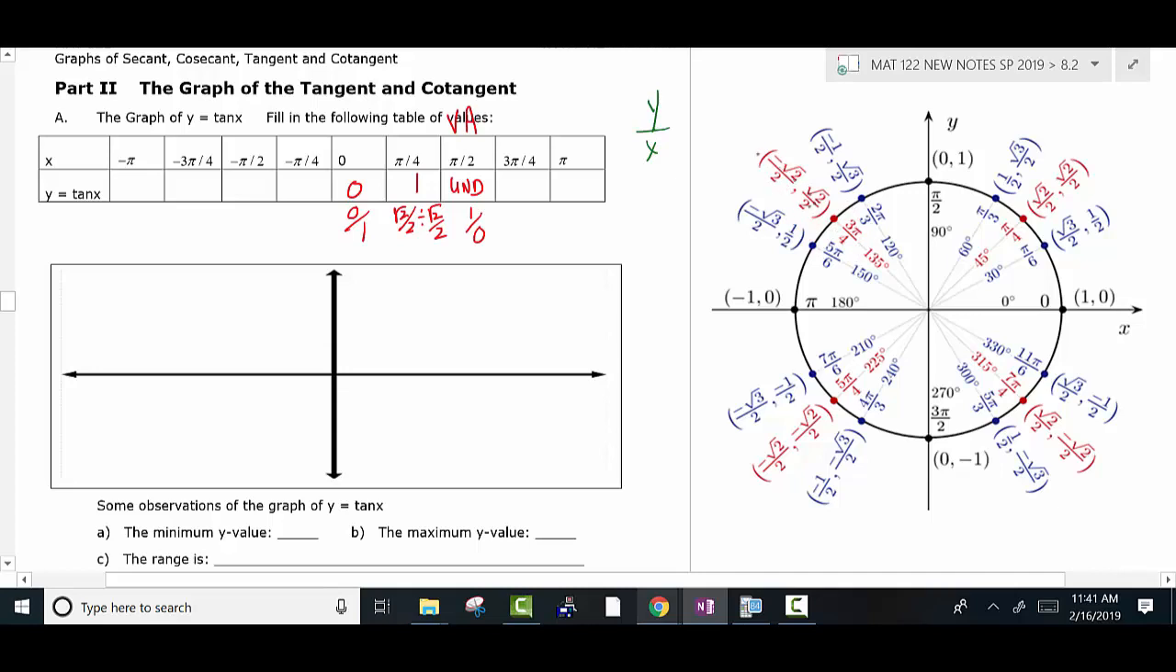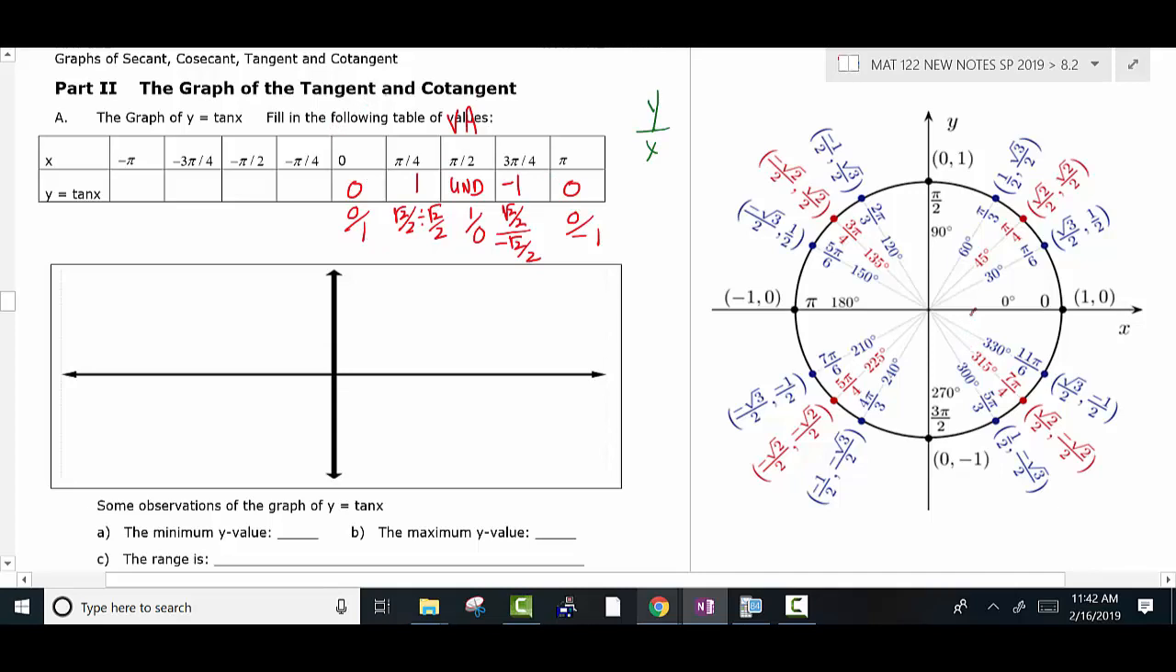3 pi over 4, you can pretty well do that in your head. Y over x is going to be negative 1. And then finally at pi, y over x will be 0 over negative 1, back to 0. So that actually gives you a period of a tangent from 0 to pi.